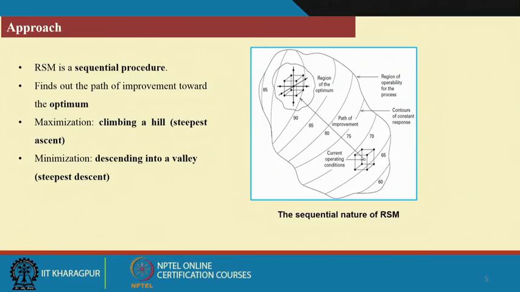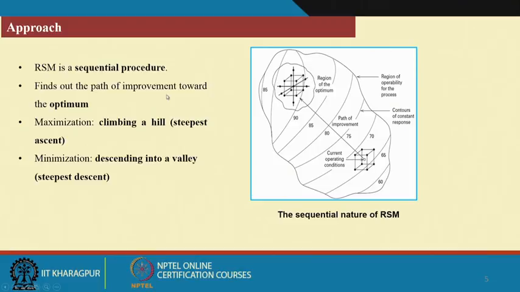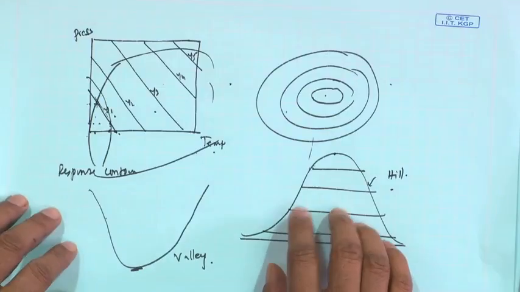And the purpose is basically to reach the vicinity of the optimum. That is why it finds the path of improvement towards the optimum. Now, if it is a maximization case, as I told you, you are climbing a hill. If it is a minimization case, you are descending into the valley. So, this is what I have given you.